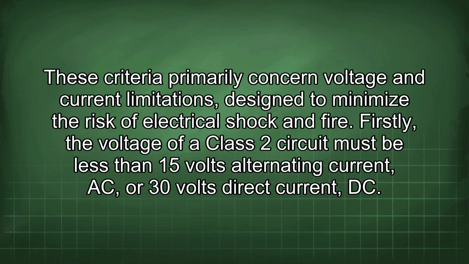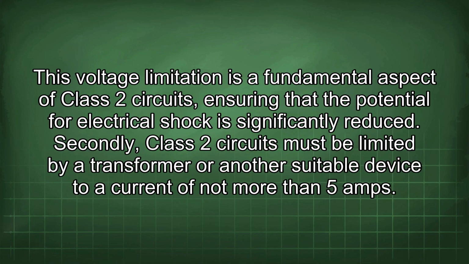Firstly, the voltage of a Class 2 circuit must be less than 15 volts alternating current (AC) or 30 volts direct current (DC). This voltage limitation is a fundamental aspect of Class 2 circuits, ensuring that the potential for electrical shock is significantly reduced. Secondly, Class 2 circuits must be limited by a transformer or another suitable device to a current of not more than 5 amps.